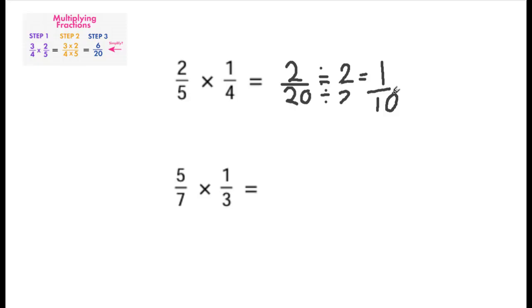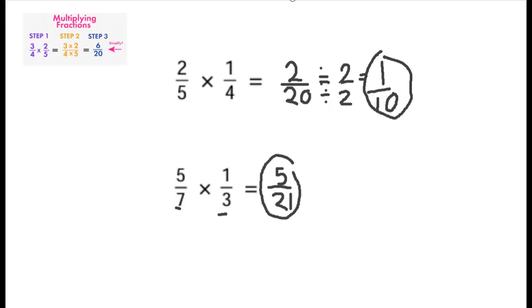Let's do the next one. We're going to multiply our numerator. Our numerators are 5 times 1. That's a 5. Our denominators are 7 times 3, and that's 21. And they're both odd numbers, and 21 can't be divided by 5. That's about as simplified as you're going to get. So those are both the most simplified answer. Let's try another one.